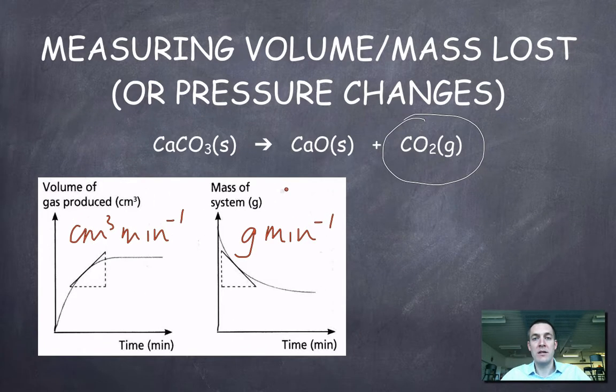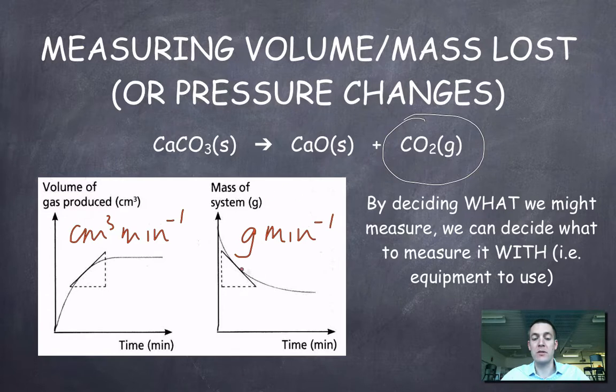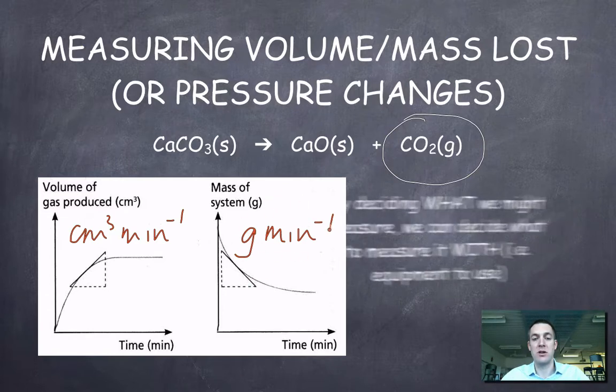But really, this film is not about focusing on the units of rate, more about what it is about this reaction that makes us think how we could actually measure the rate. And here, because we're producing a gas, we can use one of these two methods. So again, we could collect the gas in a gas syringe, or we could maybe do this reaction on a balance so that we can record the mass of the system as time goes by.